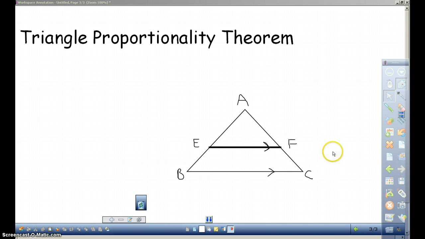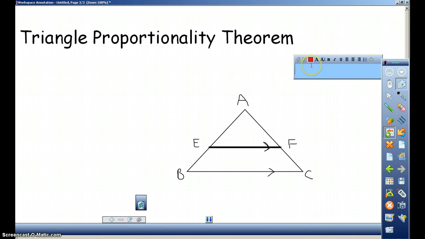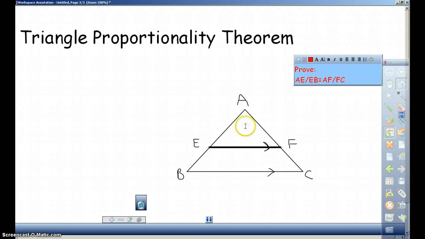So basically, the outcome that we're really going to try and prove here is that the ratio of AE over EB. So let me write this out here. So we're trying to prove that AE over EB, right? That ratio is equal to AF over FC.